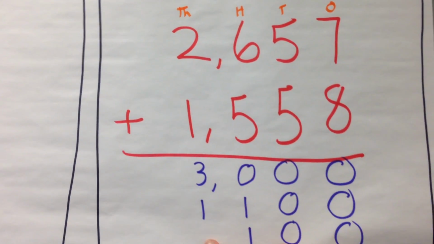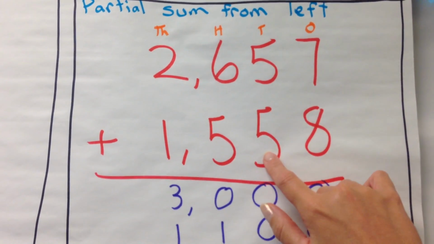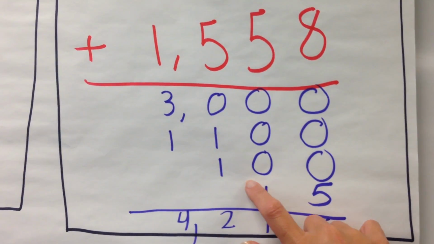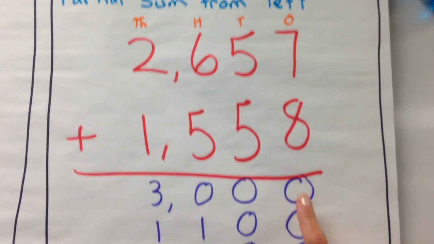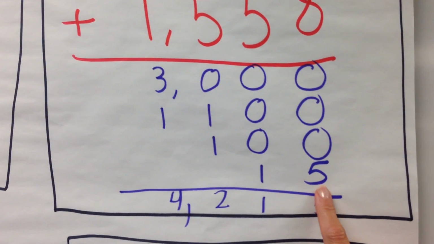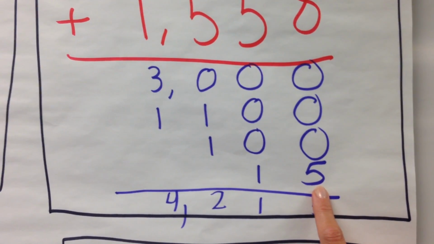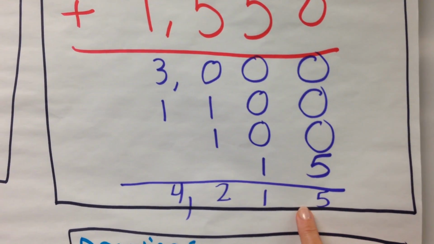600 plus 500 equals 1100. 50 plus 50 equals 100, excuse me. 7 ones plus 8 ones equals 15. The same exact subtotals as going from left to right, or right to left. They're just in a different order, and you have the same number.